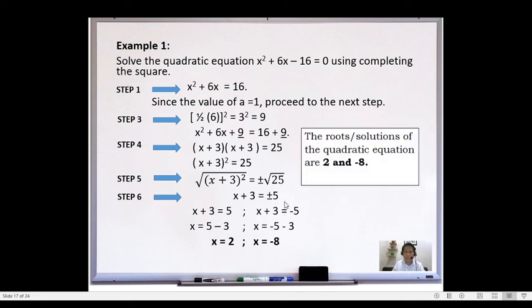Therefore, the roots or solutions of the quadratic equation x squared plus 6x minus 16 is equal to 0 are 2 and negative 8. That is using completing the square. Example number 2. So we are going to solve for the roots or solutions of this quadratic equation, 2x squared plus 8x minus 10 is equal to 0, using completing the square.